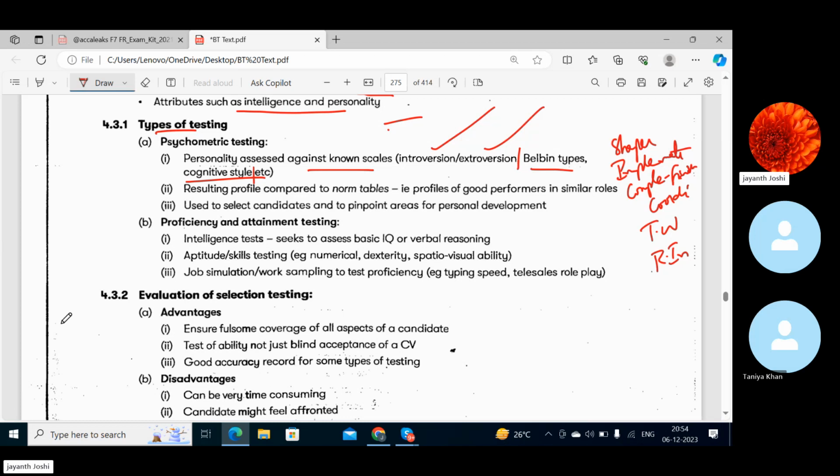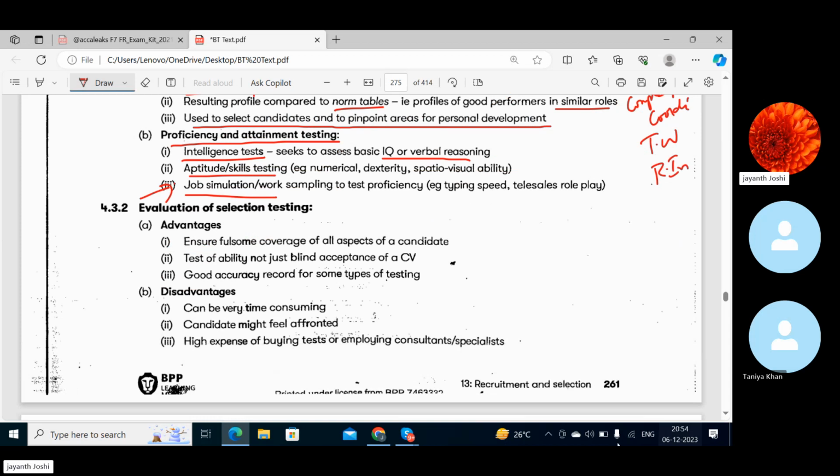So we were into this: the resulting profile is compared to norm tables, that is profiles of good performers in similar roles, used to select candidates and to pinpoint areas for personal development. Proficiency and attainment testing, intelligence tests, aptitude skill testing, job simulation work, seeks to assess basic IQ or verbal reasoning. Whenever someone writes an MBA test, their reasoning skills will be assessed, right? Aptitude skills will be seen, and also job simulation. That means creating a job role, putting someone into it, and checking how he performs, like putting them into real time scenarios and checking their proficiency.